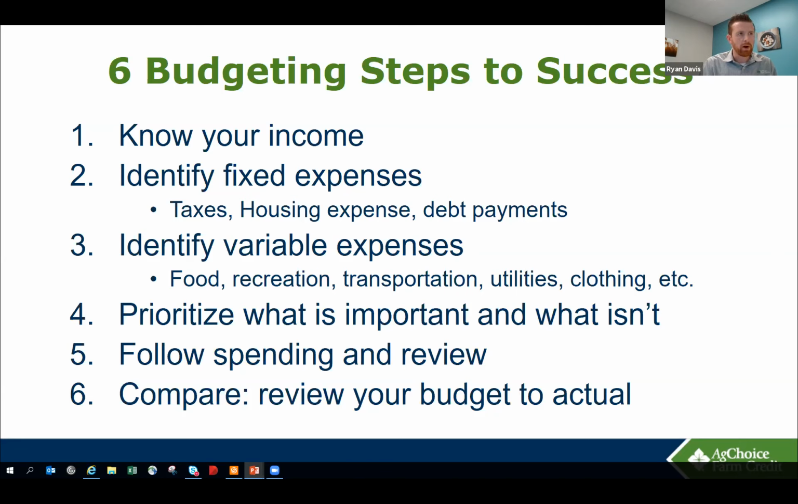It's also important to prioritize what is important and what isn't. And I think this is one of the most important parts about budgeting. Because your priorities determine your actions, and your actions are going to determine whether or not you're going to be able to meet your goals.